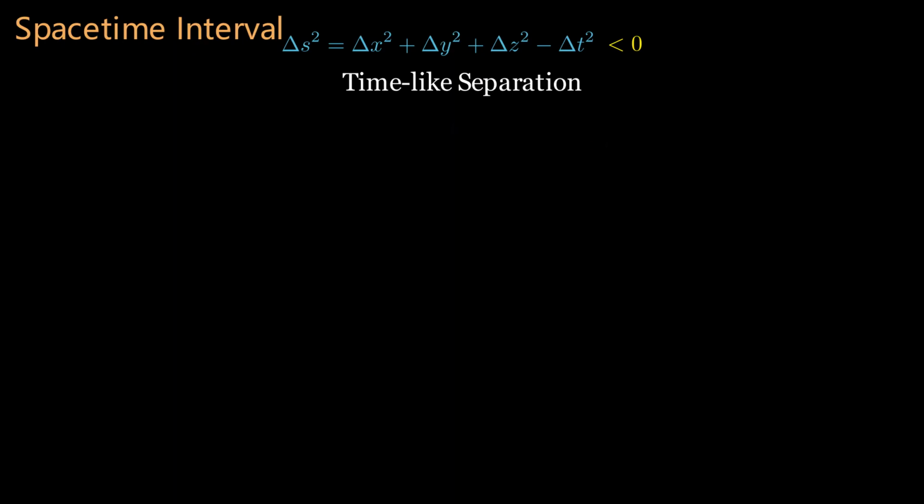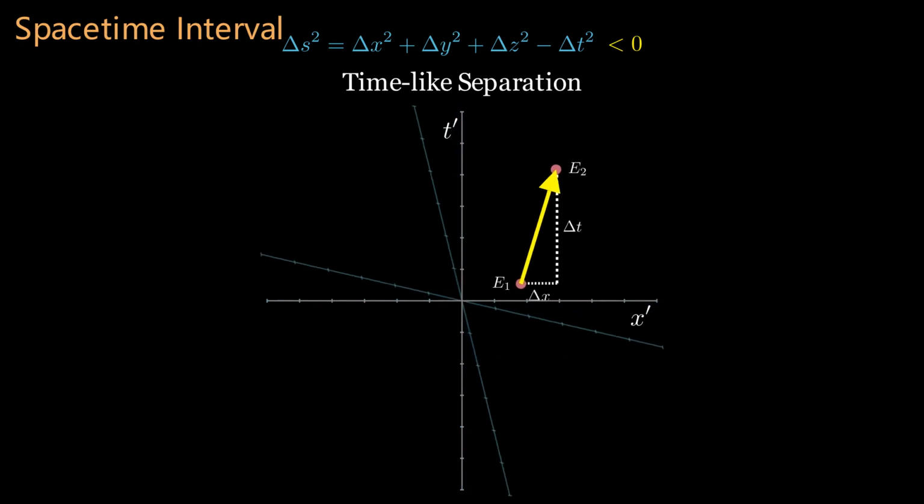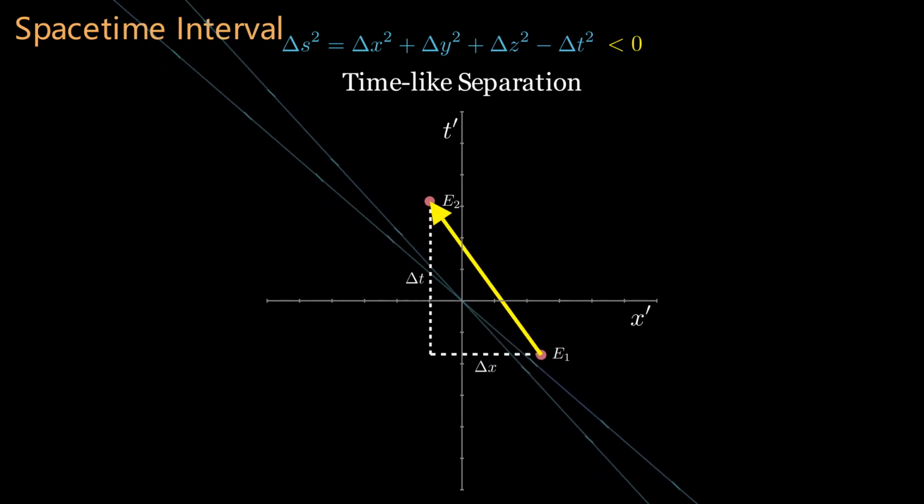In two-dimensional spacetime, it means that the absolute value of delta t is greater than the absolute value of delta x, indicating that the time interval between the two events is greater than their spatial separation. Time-like separation is a type of separation where the time interval is predominant, and in any reference frame, the time interval between these two events will always be greater than the spatial interval.